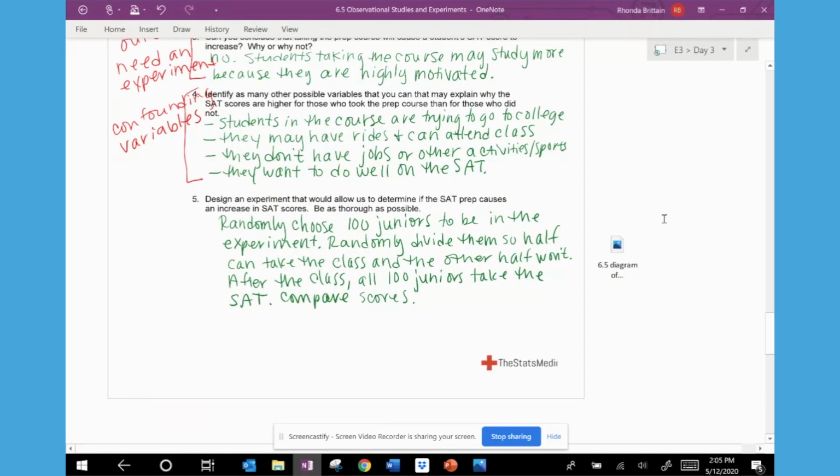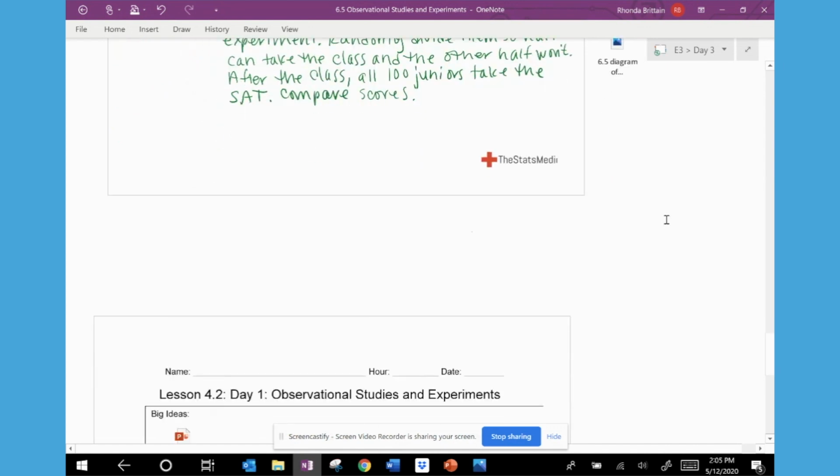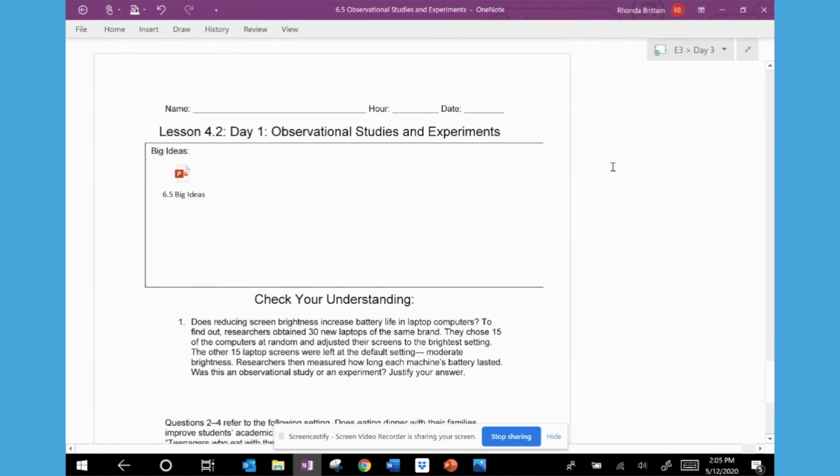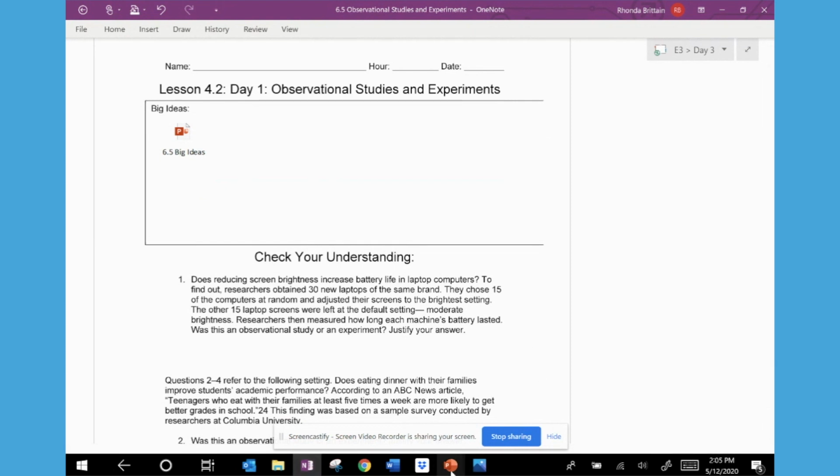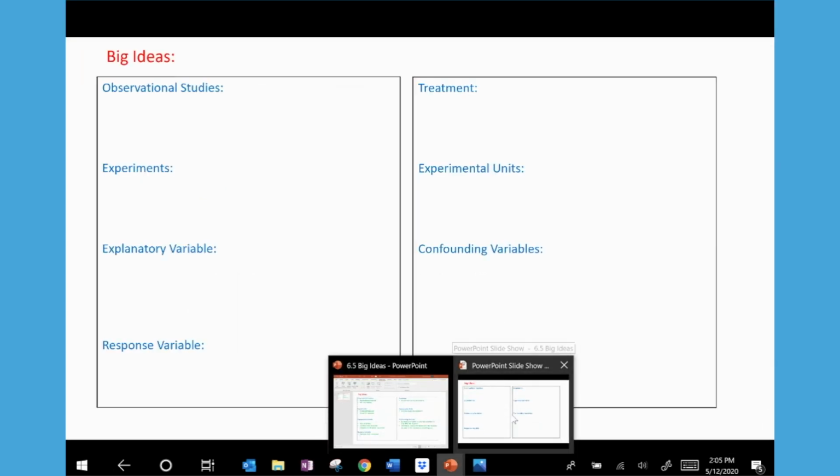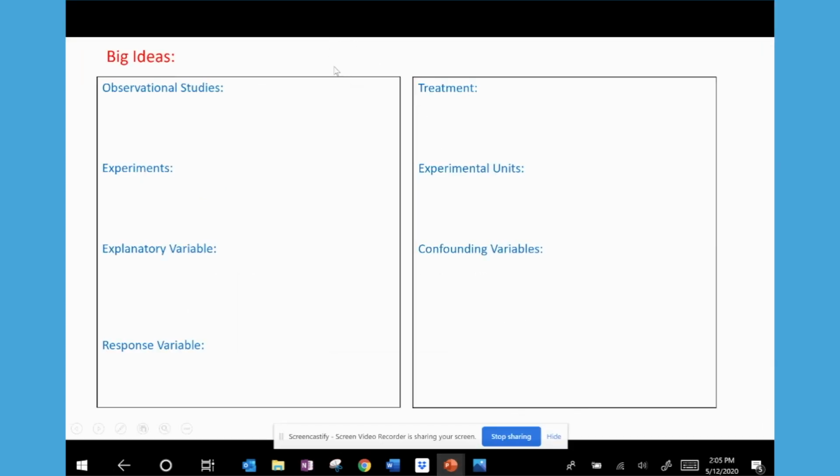Now, if we move to page 2, this is where you're going to formalize the definitions. So for the big ideas, we mostly are going to have vocabulary. So I have the vocabulary listed over here. So the first big idea was, what's an observational study? And we've talked about that no treatment is imposed. And this is where we only observe. So we take all of the records of SAT scores and we make observations about them.